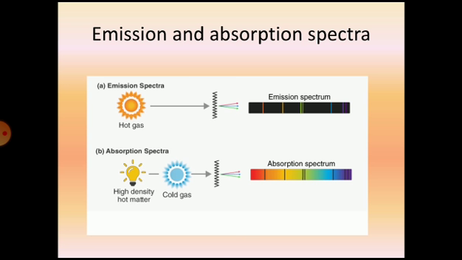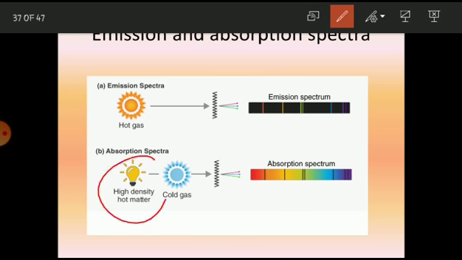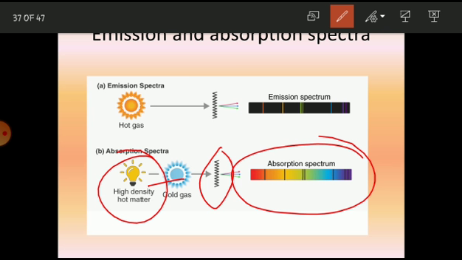And absorption spectrum, when high density hot matter is passed through the cold gas. So जो भी रेडिएशन और लाइट कोल्ड गैस के द्वारा पास हो रहे, the cold gas has the tendency to absorb some light, and then when it is passed through the prism, it gives dark lines. The dark lines indicate what? Yes, the dark lines indicate that some of the light has been absorbed by the cold gas, and therefore it is called an absorption spectra.